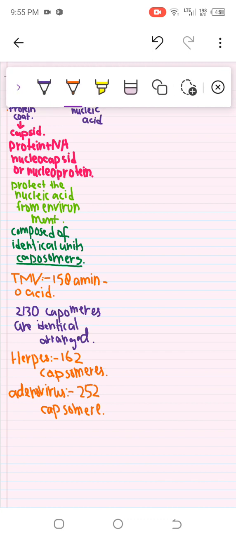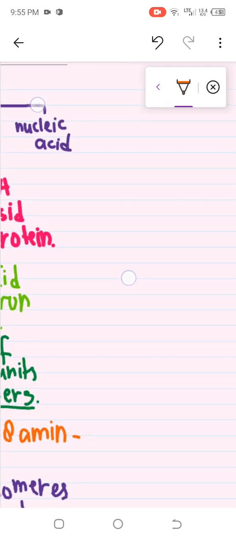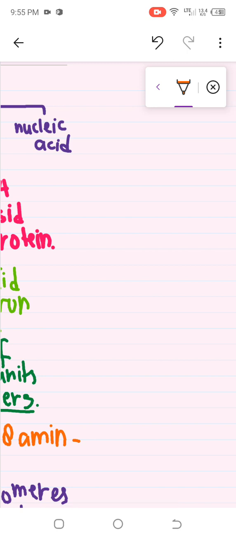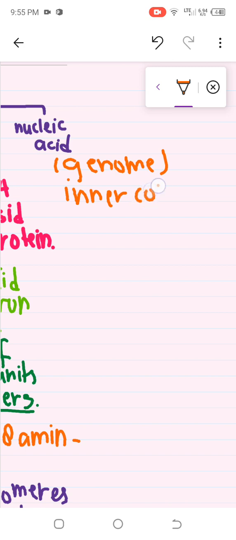Now let me go with the nucleic acid. As I told you, nucleic acid is also known as genome, or we can say inner core. Now you can see what it is comprised of: genome, or we can say nucleic acid.